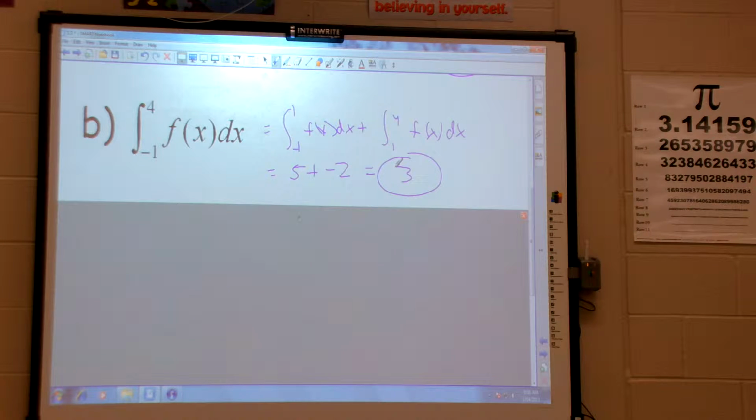Now, by the way, that integral from 1 to 4 of f of x dx is -2. What does that tell me? That for the most part it's below, right? Because it could have some that's above and just cancels out, right? But for the most part, most of it is below.